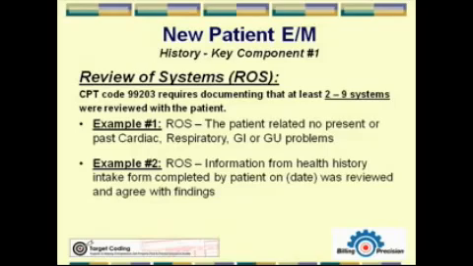This one is easy to do, but it's oftentimes skipped. I've reviewed a lot of files, probably thousands of files over the last 9 years as a certified coder, and when I look at files, I very rarely see the doctor hitting the review of system points. So 99203 requires that you review at least 2 to 9 systems with the patient. Now, this is not an examination. This is just questioning the patient about systems in the body.